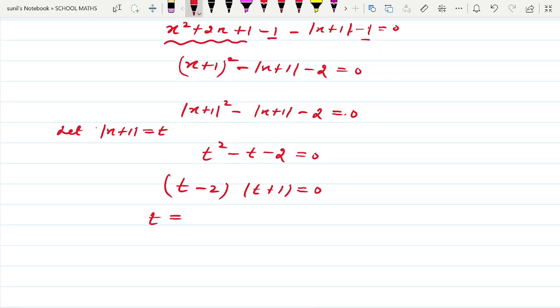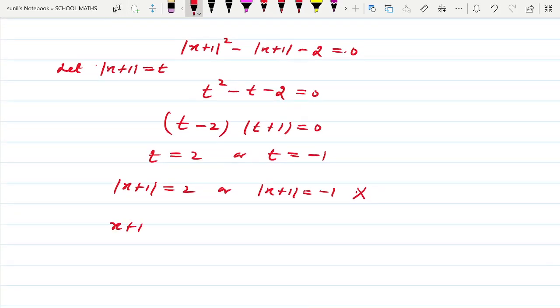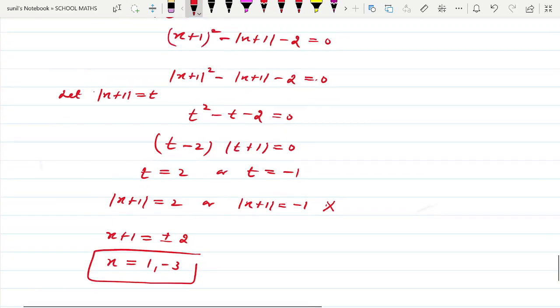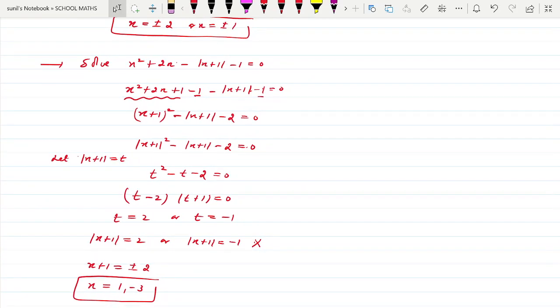So either t is equal to 2 or t is equal to minus 1. Now what is t? Mod x plus 1 is equal to 2, or mod x plus 1 is equal to minus 1. This is not possible. Now from this we can say that x plus 1 is plus minus 2. So we can say that x has the value 1 and minus 3. These are the solutions. Now see, when we have a question of modulus, please first watch the expression carefully and then accordingly take the decision.